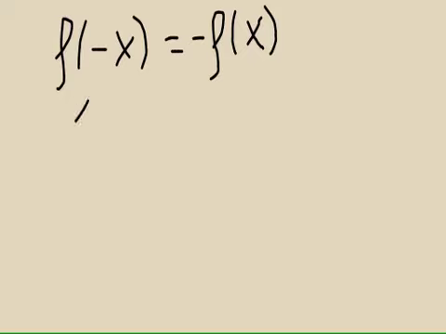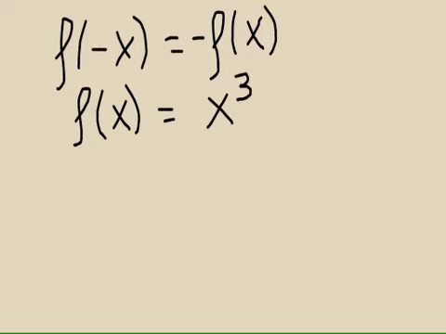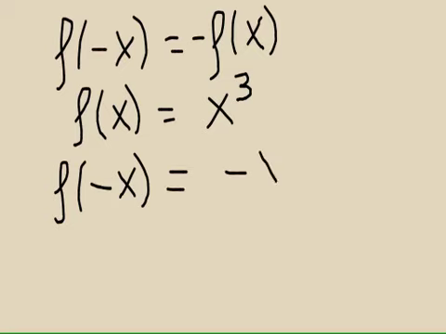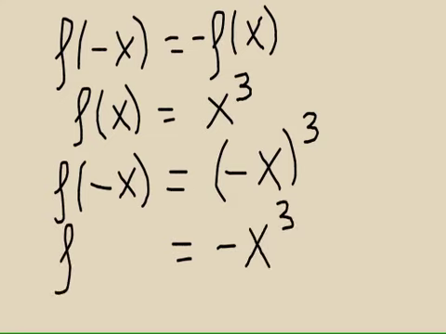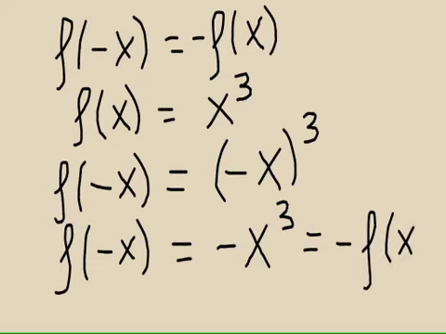So for example, let's say we have f of x equals x cubed as our function. Let's say I put in negative x. I want to know what f of negative x is. Well, that's going to be negative x all cubed. But if you cube a negative, you still end up with a negative. So that's going to be negative x cubed. So f of negative x is negative x cubed, which is the negative of the function. And so that means this function is odd.